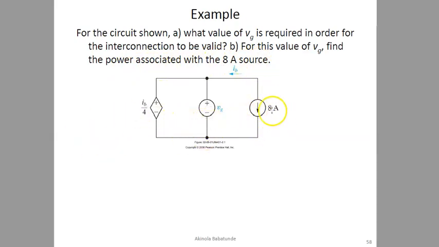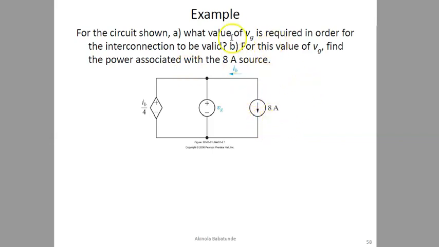Again, what you will find here is that there are 3 sources. You can see we have the first source here. This is a dependent source, like we mentioned earlier. And what kind of dependent source is this? You can see we have IB over 4. This is a current controlled dependent source. Then this is another source. This is a voltage source. And then this is another source, which is a current source.